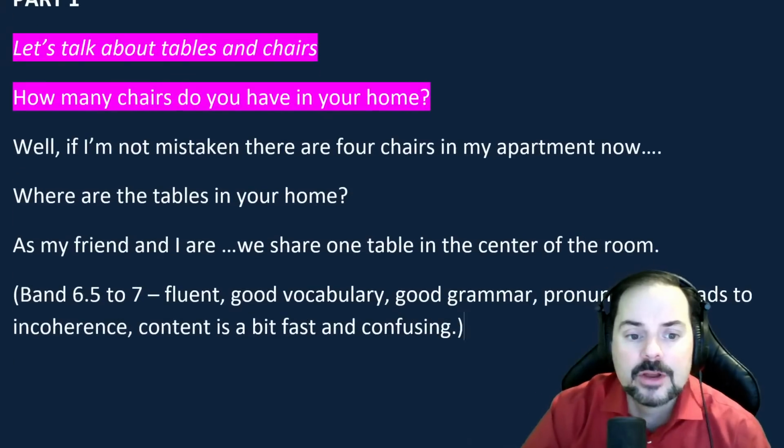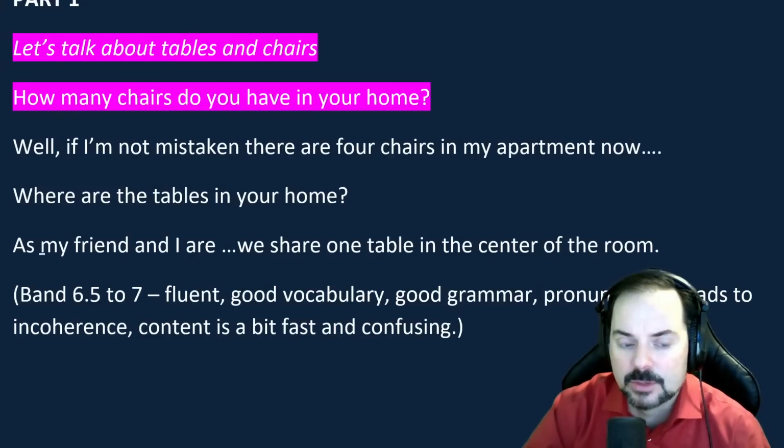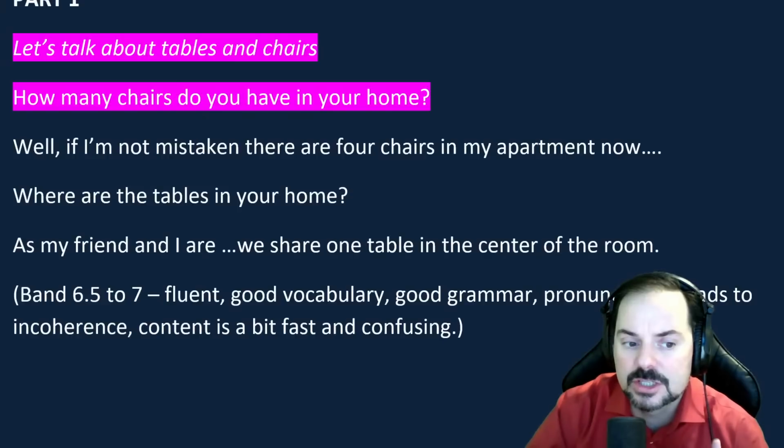And then I said, where are the tables in your home? And then you answered quite fast. And at the start there, I had a little bit of difficulty catching exactly what you were saying. Did you say as my friend and I, or did you say as my roommate and I? I couldn't really catch the person you were referring to. As my friend and I are all students in university, sir. Just a sec, Fong. The beginning part again, I'm still not exactly clear what you're saying. Can you really enunciate that for me?